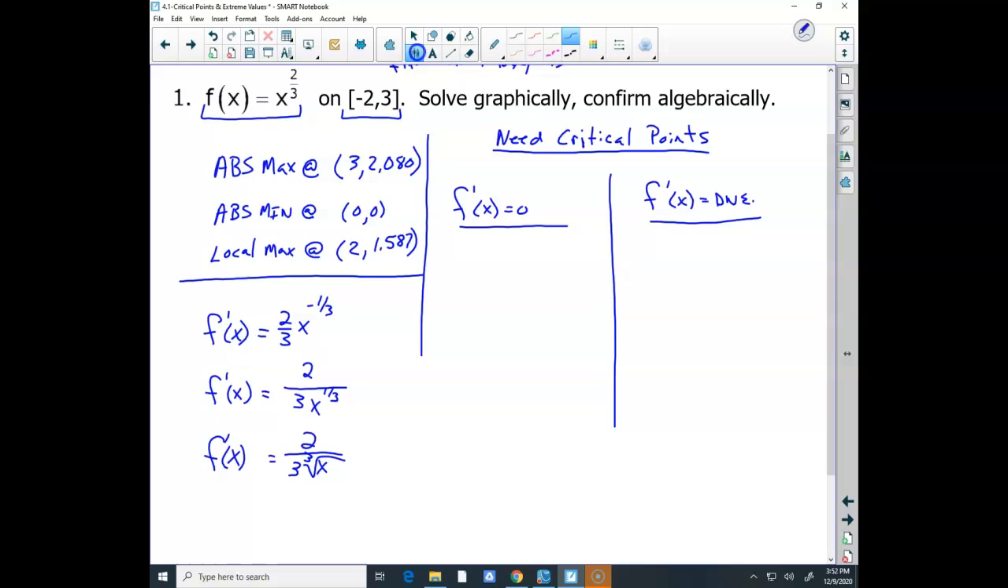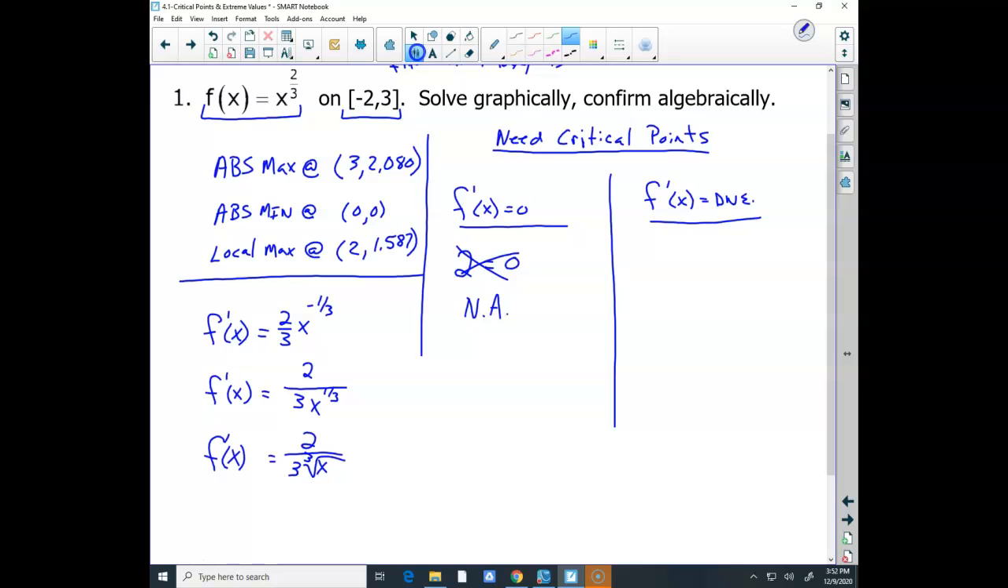So when does this derivative equal 0? Remember, zeros of a fraction are when the numerator equals 0. So you take the numerator, set it equal to 0, and you see it's rubbish. So I don't have any. This does not apply to this particular problem.